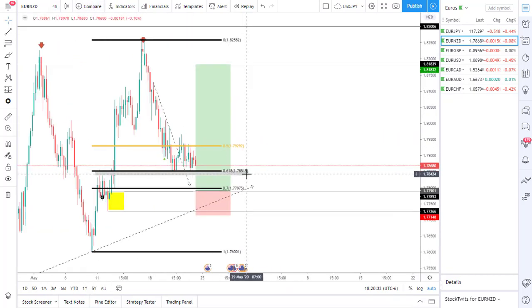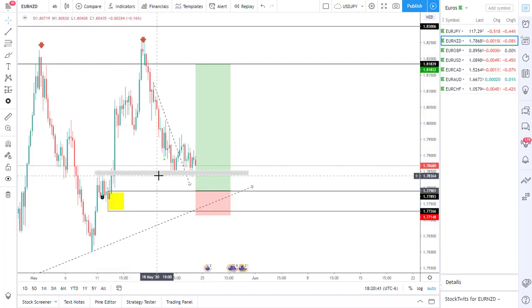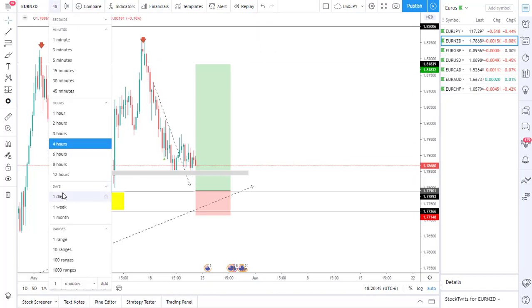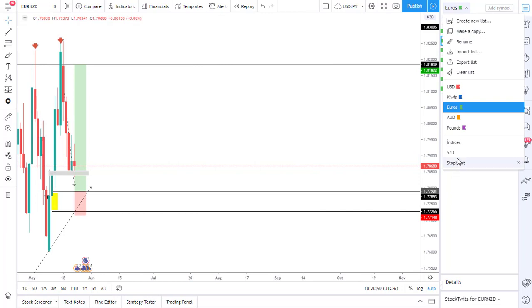This is where the origin of the move is, okay, from here. So this is where I'm trying to get long. It's the same scenario as Euro JPY. Now be aware, let me switch to another pair.